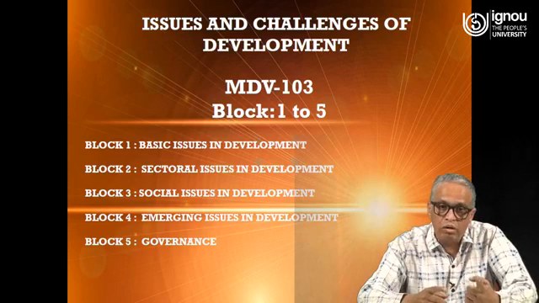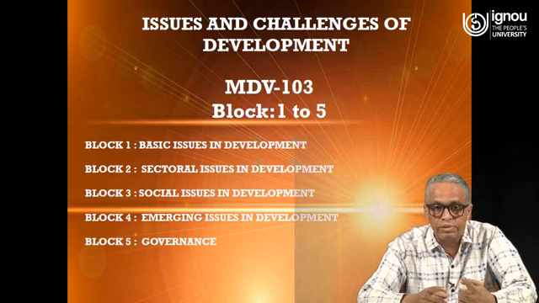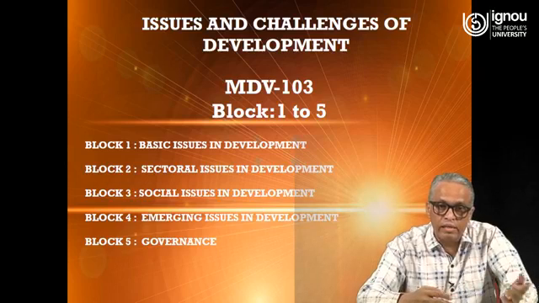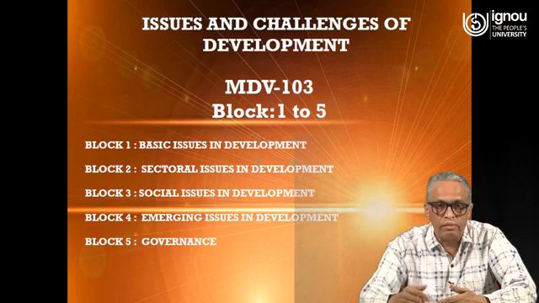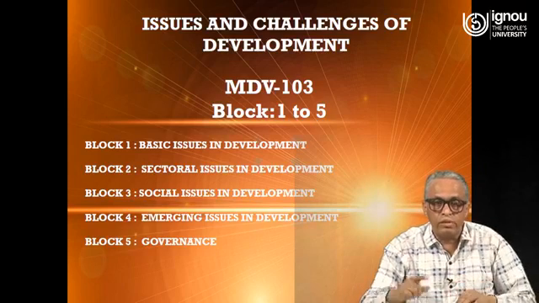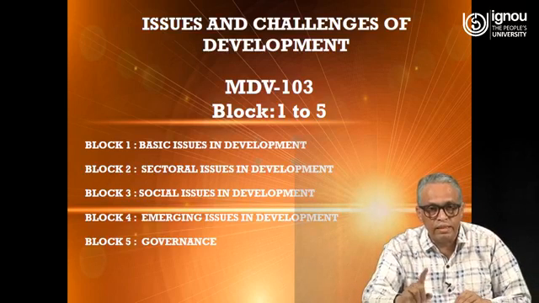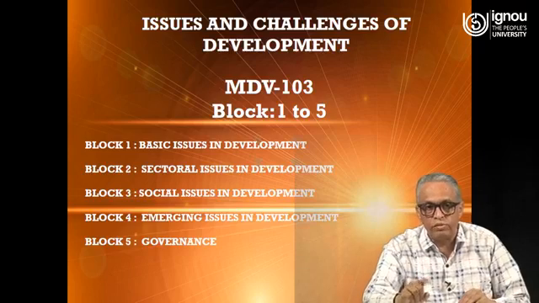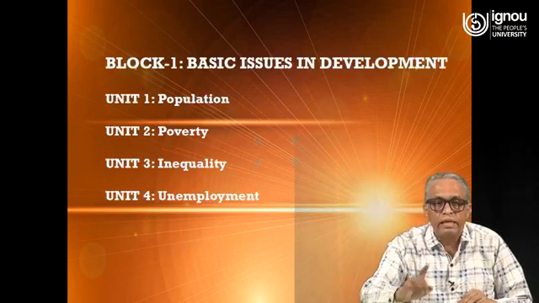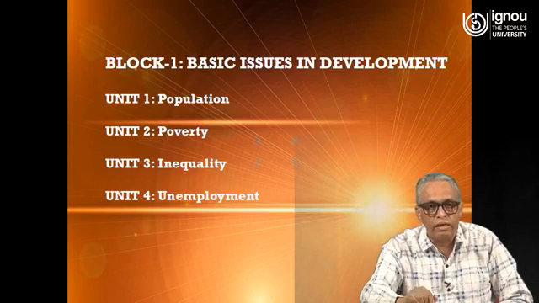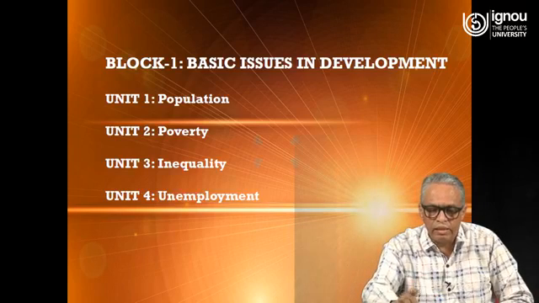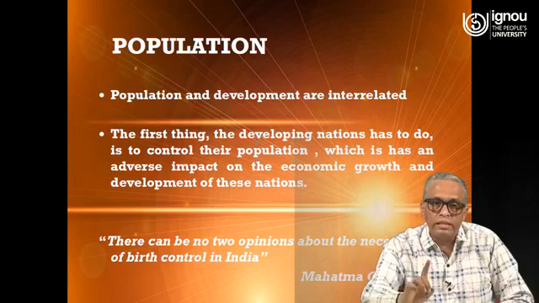Even though all the international agencies like the World Bank, Asian Development Bank and UNDP are focusing on improvement of governance: governance at the center, governance at the state, and governance at the grassroots level. So today what will we discuss? Today we will discuss basic issues in development, and I will take up one basic issue, that is population. You see, there are 4 basic issues in development in Block 1: population, poverty, inequality, and unemployment. So today I will discuss population.